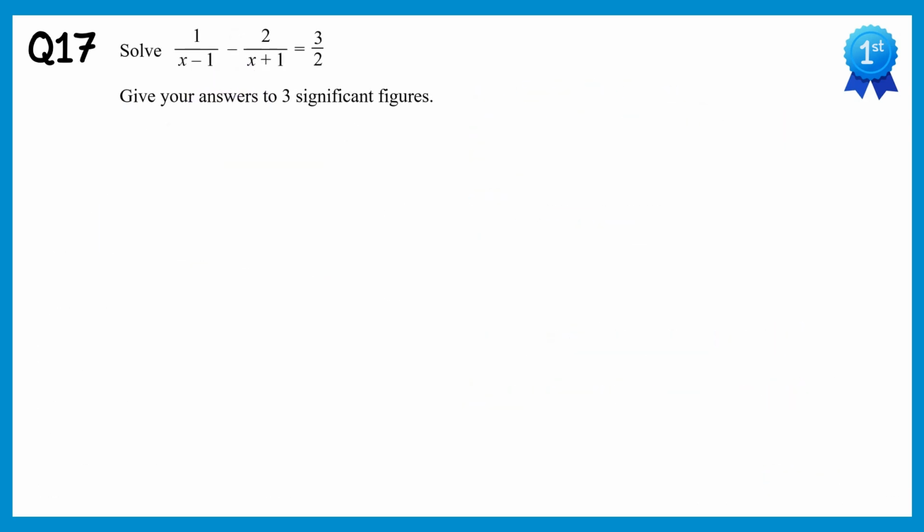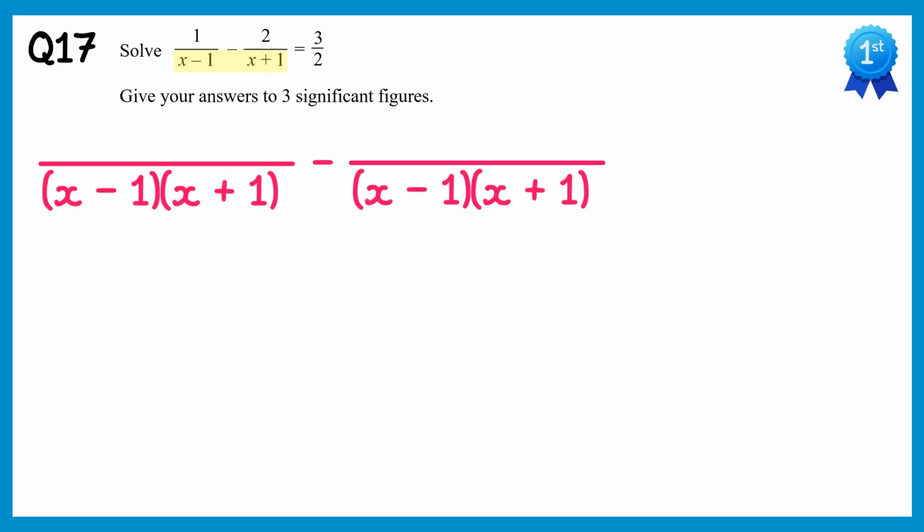Here we have an equation to solve. We're going to start by writing the left-hand side as a single fraction over a common denominator. Looking at the denominators of the fractions we have, we've got x minus 1, x plus 1. So the common denominator will be those two multiplied together.